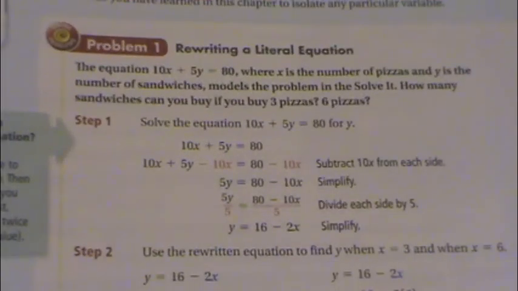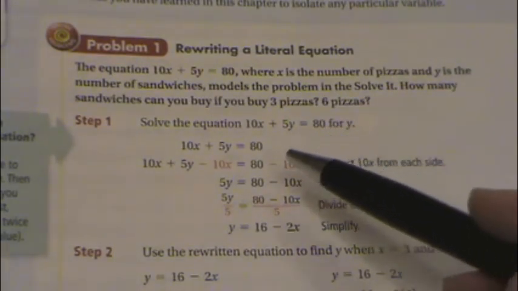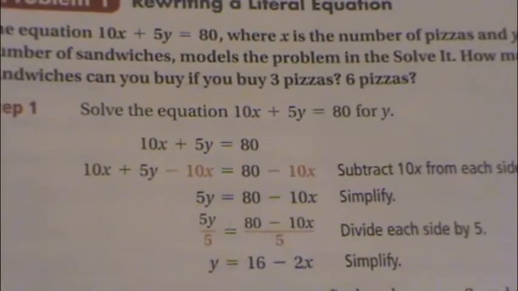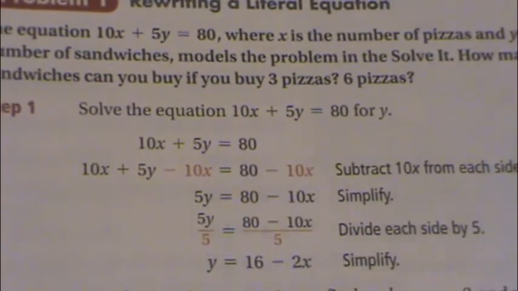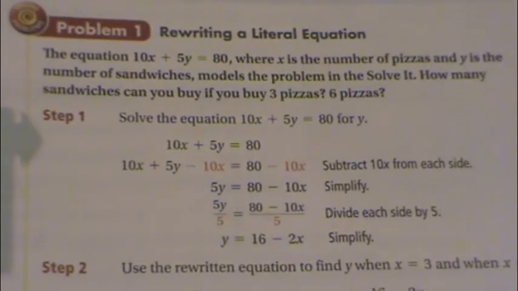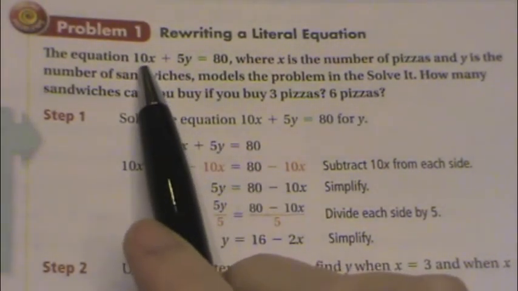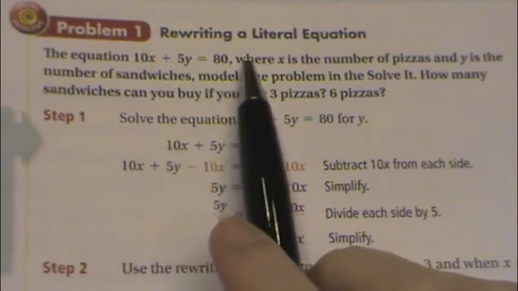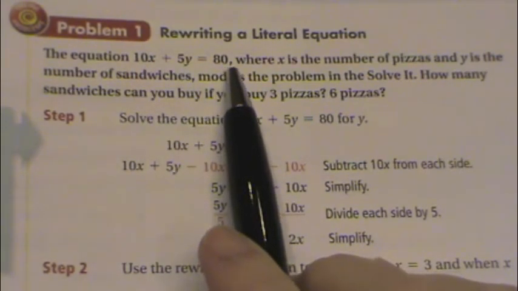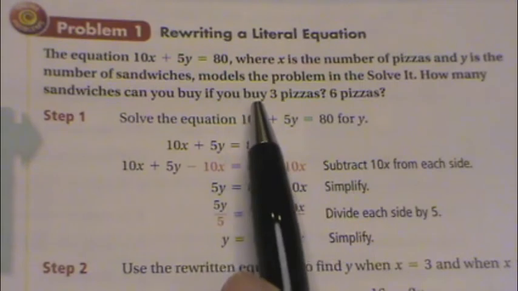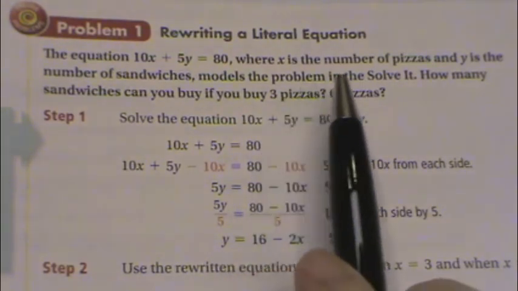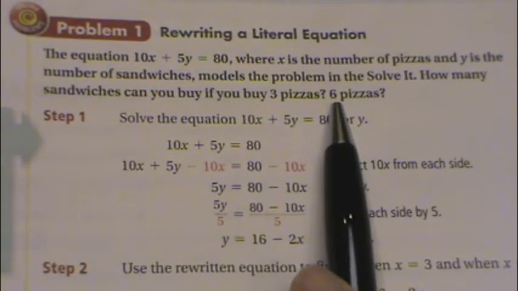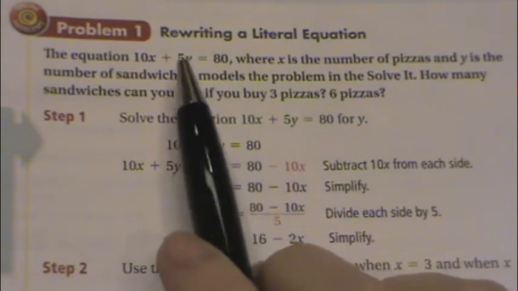The next step in our process is realizing that all of these techniques that you have learned to deal with manipulating equations still count even if it's not a constant. Take a look at problem 1. You have a literal equation with 2 variables, 10x plus 5y equals 80. They give you a couple of values for x, 3 and 6, and they want you to figure out what y is going to be.